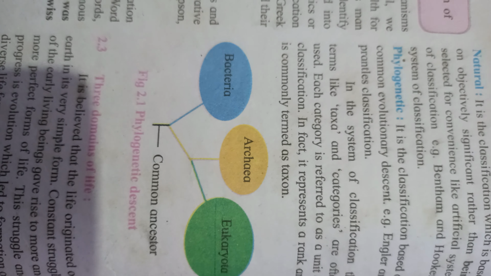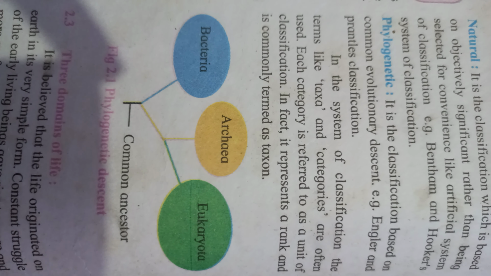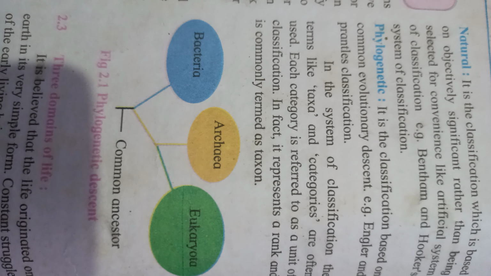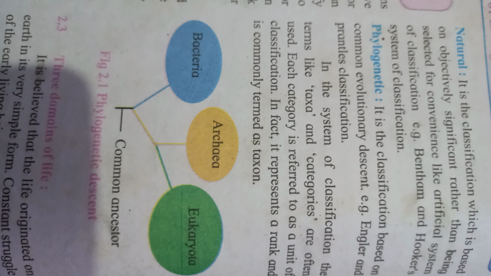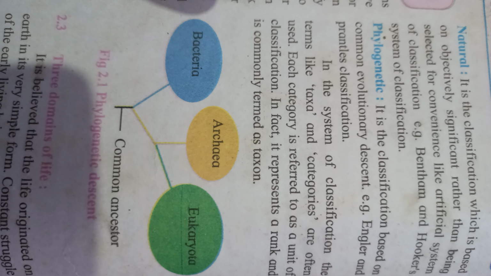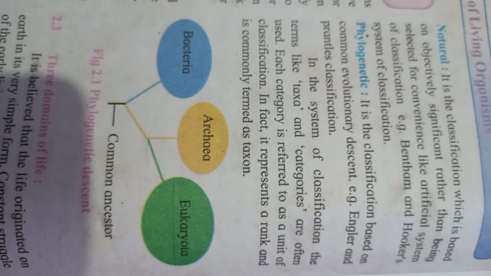Now the next classification is phylogenetic, that is the third one. It is a classification based on common evolutionary descent, for example, Engler and Prantl's classification. So this is telling that the phylogenetic system of classification mostly involves common evolutionary descent. Okay, this line, common evolutionary descent.